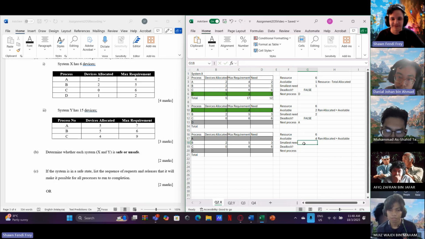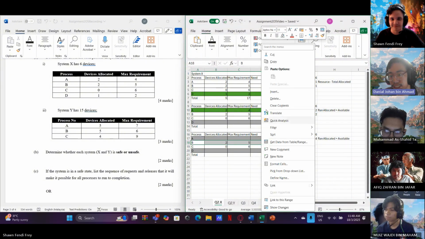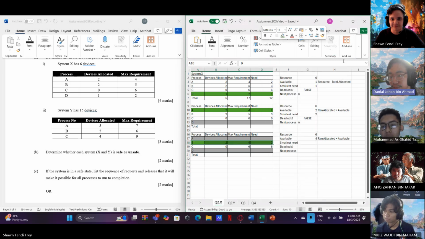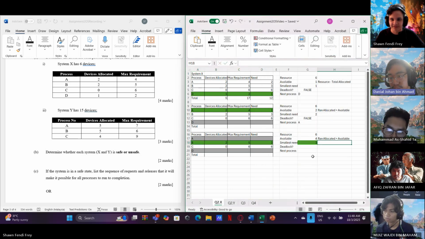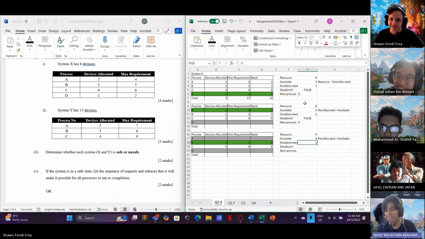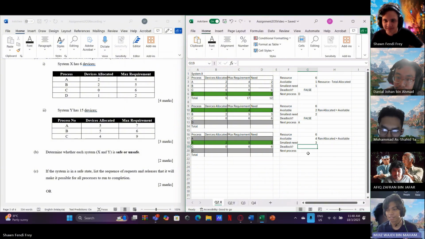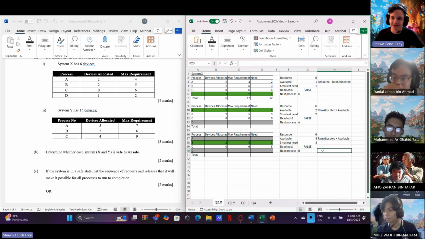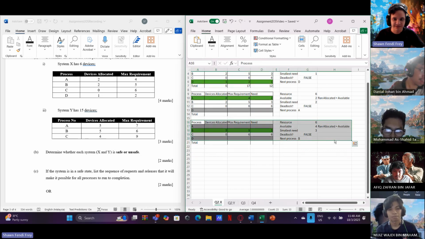Smallest need. The smallest need now would be process B, so the need would be 3. Does a deadlock occur? No. And since the smallest need is less than available, the deadlock doesn't occur, and we continue with the next process, which is B. So we're going to go up here again.